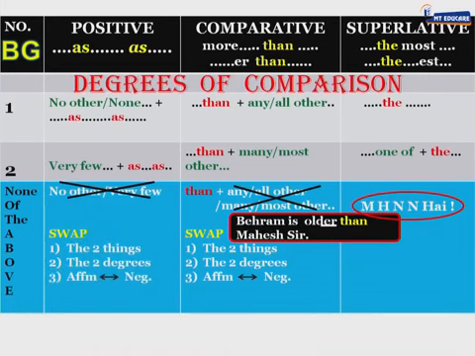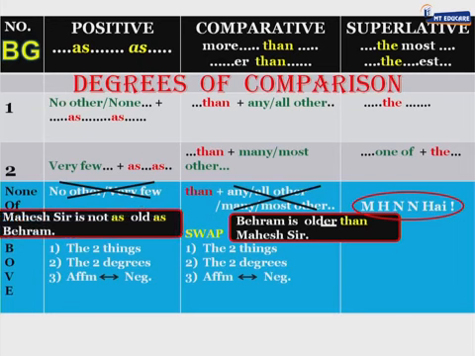Swap the 2 things. In this case, Mahesh sir and Behram. Swap the 2 degrees. Older than will become as old as. When the degree changes, the bodyguard also changes. Swap affirmative and negative is बन जाएगा is not और ये मेरा जवाब Mahesh sir is not as old as Behram. That is it. That is it.